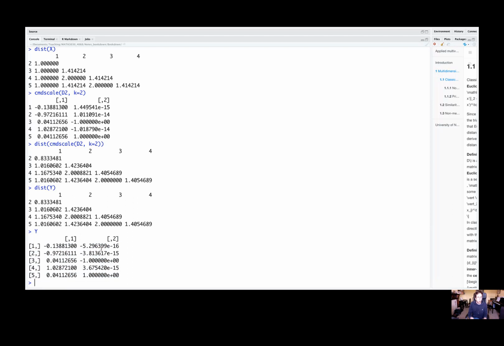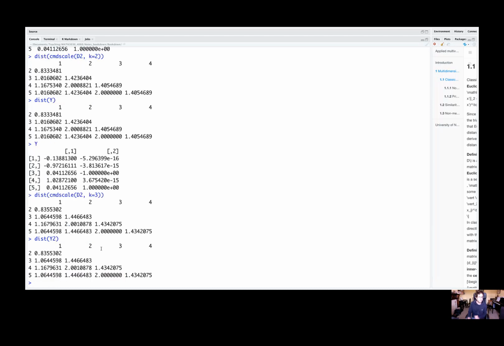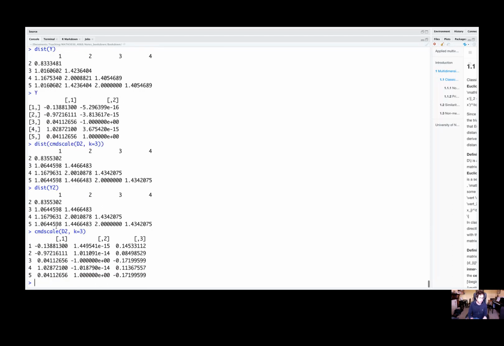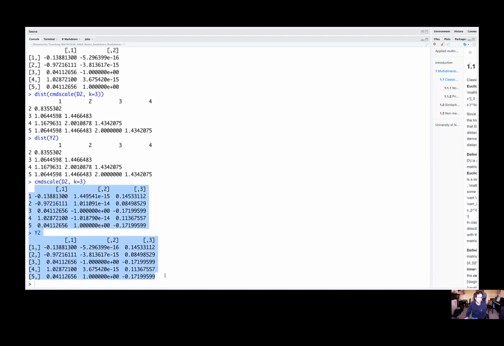Or we could specify here that we want a set of points in 3 dimensions. Okay, so we get this set of points. Again, let's look at what we called distance Y2, and you can see we've got the same distances. And if we look at the point cloud, they might be the same as well. Yes, these are the same set of points.